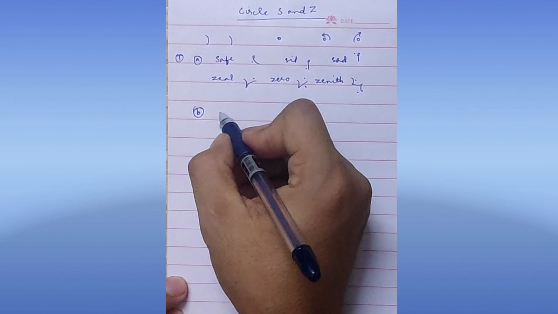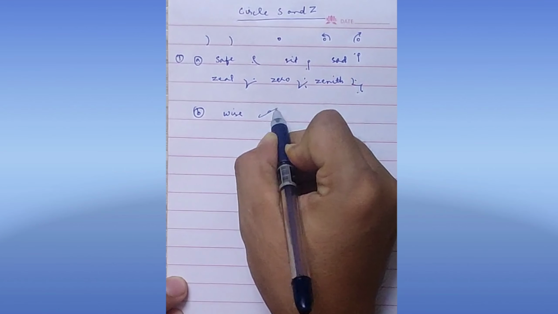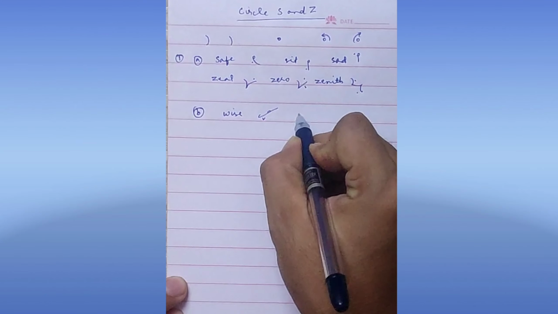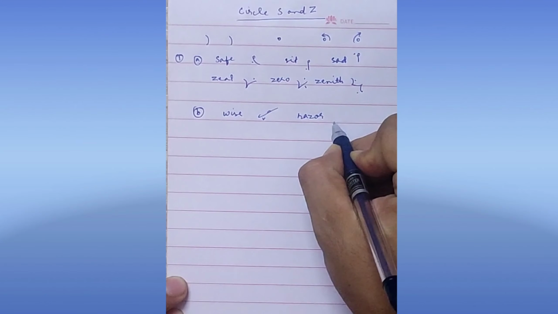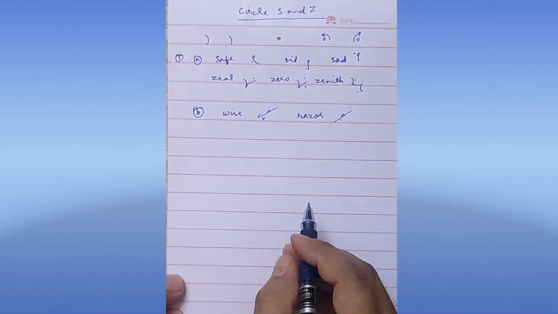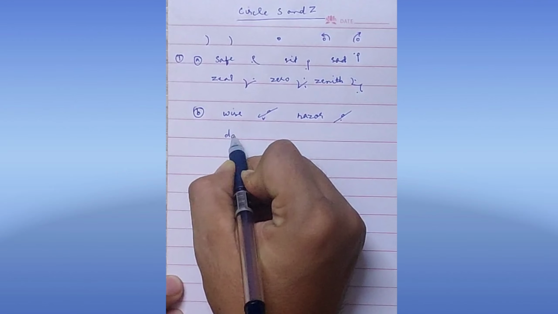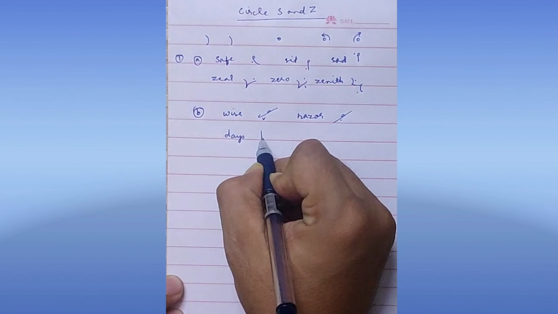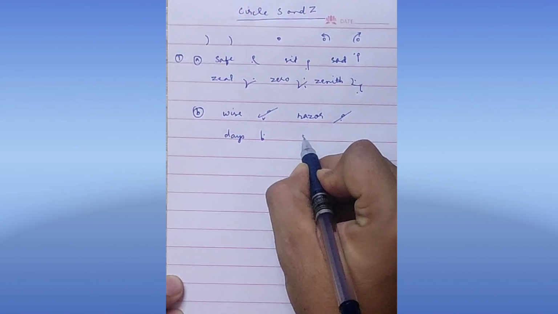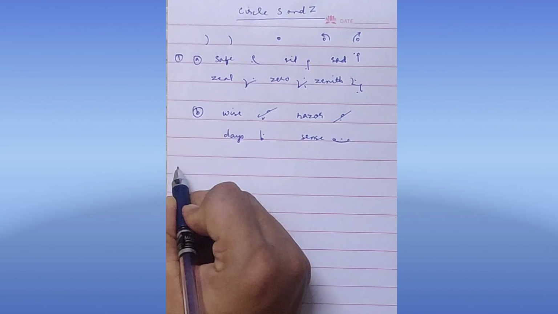For example, wiser. Here in the middle, circle S is used. Razor. Here in the middle, circle Z is used. Days. In the end, circle S can be used. Sense.